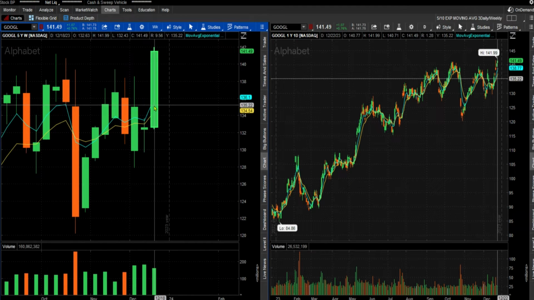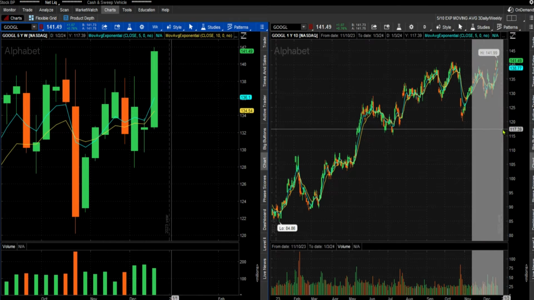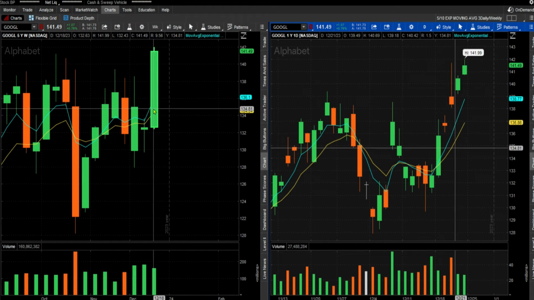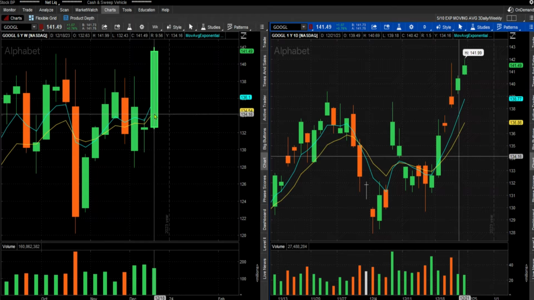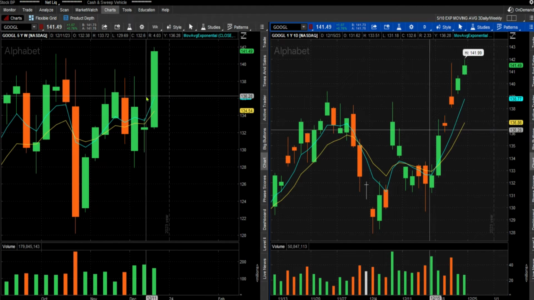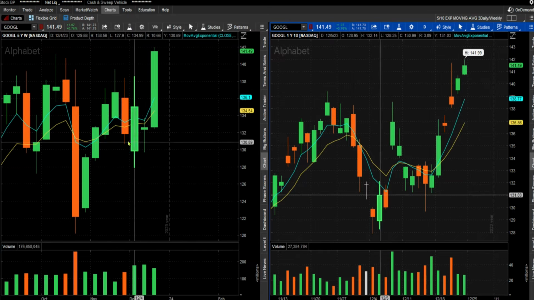If we zoom in here on this weekly chart, we look here and we zoom in on the daily chart, we can see in the week what is done during that day to make that weekly candlestick. We can see how it did that.